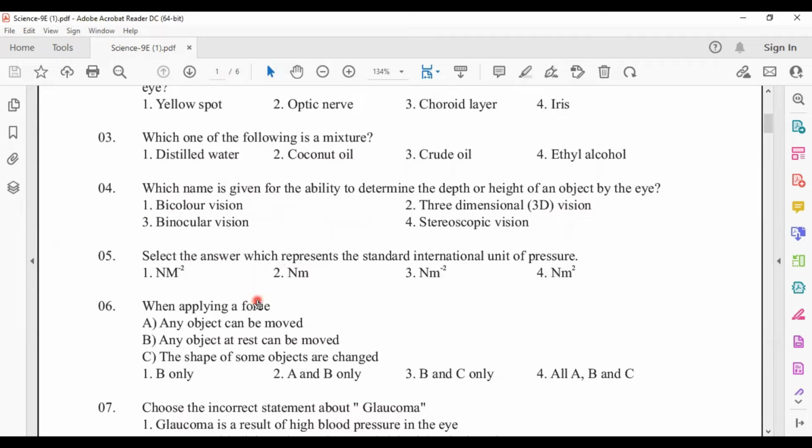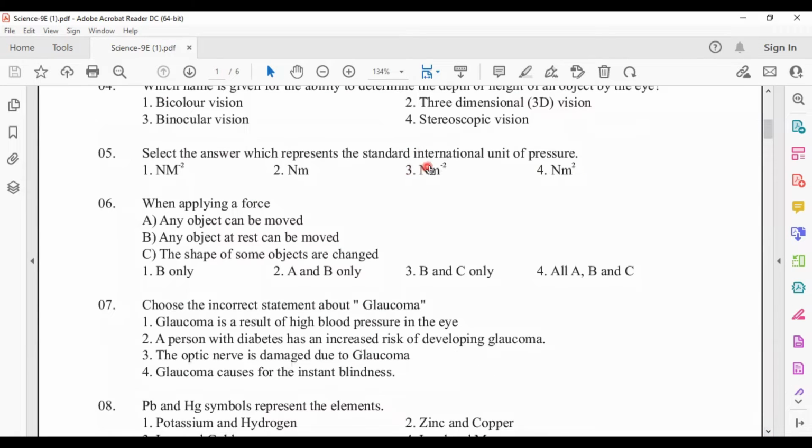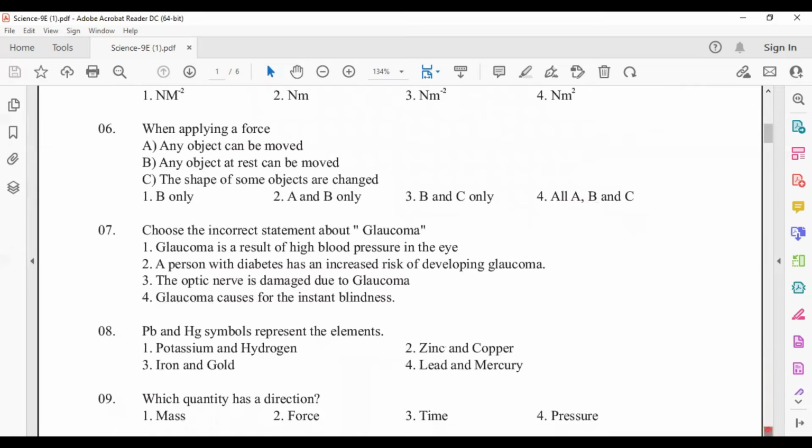Question number 5. Select the answer which represents the standard international unit of pressure. Answer number 3, Newton per square meter. Sixth one. When applying a force, any object at rest can be moved. The shape of some objects is changed. Here we can take answer number 4, all A, B and C are correct.